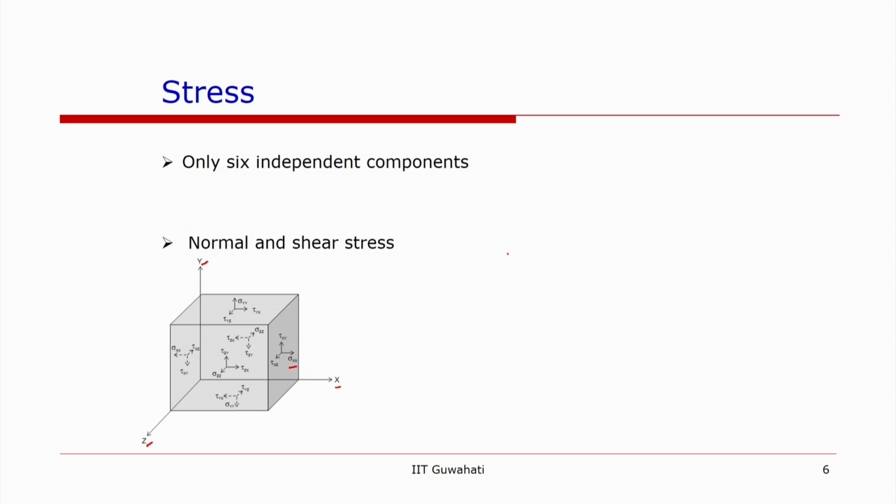So sigma represents here normal stress, and tau is denoted as shear stress. That is the normal convention that you will see in a number of books.